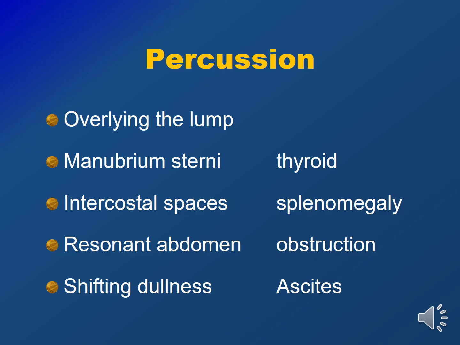You percuss on the abdomen and feel if there is a resonant abdomen due to obstruction by a swelling or a lump in the left iliac fossa from cancer colon. Sometimes you will check for shifting dullness in the abdomen to detect if there is ascites or not. So percussion is done over the lump, as well as on nearby areas, to see if it gives you more information about the lump.